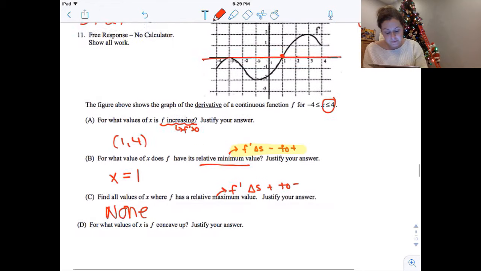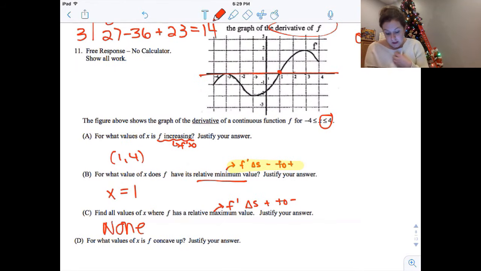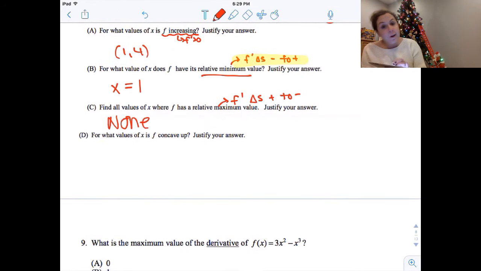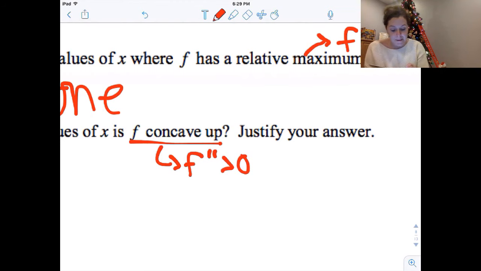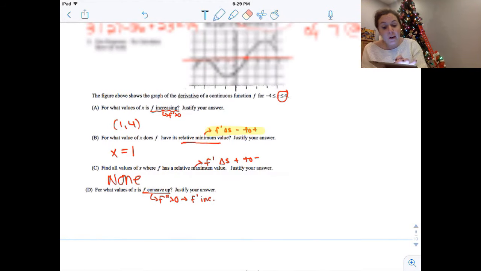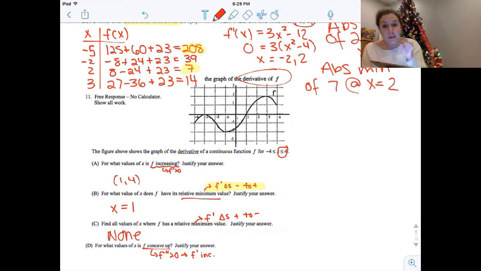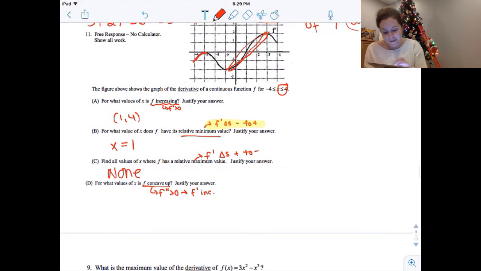Now, where is f concave up? Here's where we got to put our thinking pants on. So, f is concave up when f double prime is positive. We know that, right? When does that happen? Well, that happens when f prime has a positive slope, so increases. So, I'm looking for anywhere on this graph that f prime is increasing. So, from negative 4 to negative 3, it's going up. From negative 1 to positive 3, it's going up. So this would be negative 4 to negative 3, union negative 1 to 3. And your answer would be because f prime is increasing.